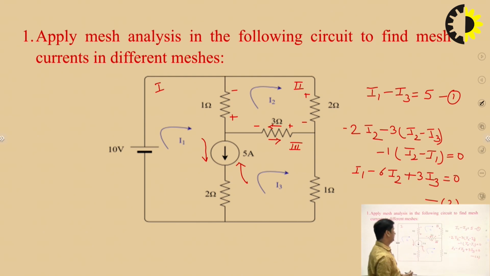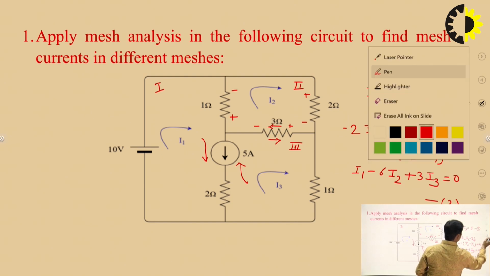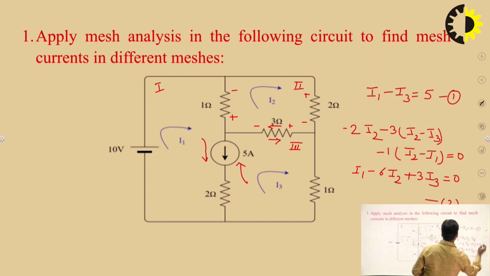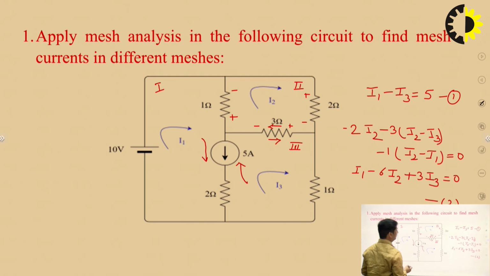Now the third equation has to be extracted differently, because we cannot apply the KVL in the first and the third mesh. So we have to take an alternative way for that. For that, let us take another loop. We can take this one loop, which we can show in green.